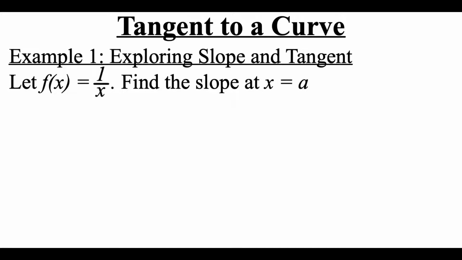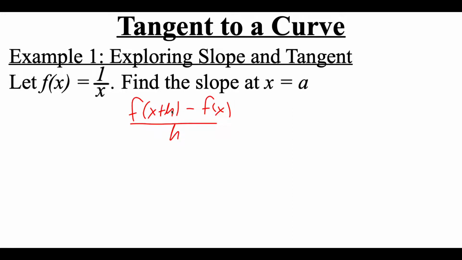So in this example, we're going to look at the function 1 over x, and we want to find the slope of the tangent line at the x value of a. So we're going to use what we just talked about. It's going to be f of x plus h minus f of x all over h. And the x value specifically that we're talking about is this a value.